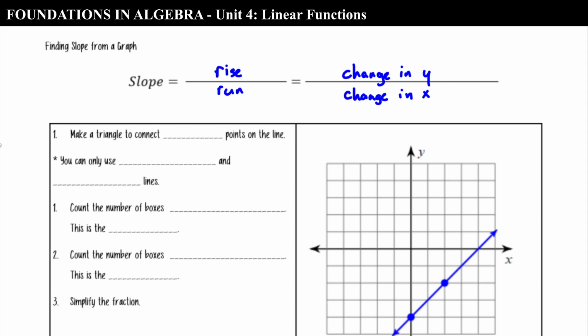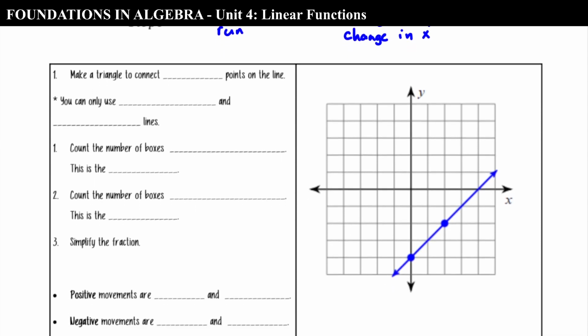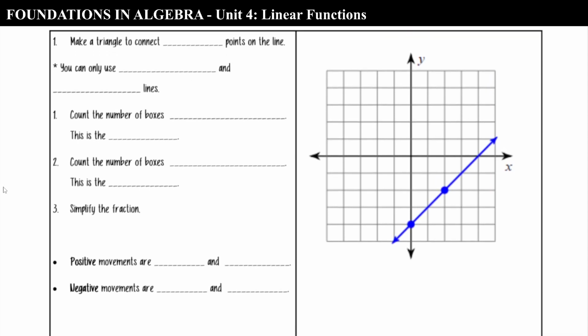So let's talk about the procedures for finding the slope of a linear function. So the first thing you're going to do is make a triangle to connect 2 points on the line. You can only use vertical and horizontal lines to do this.